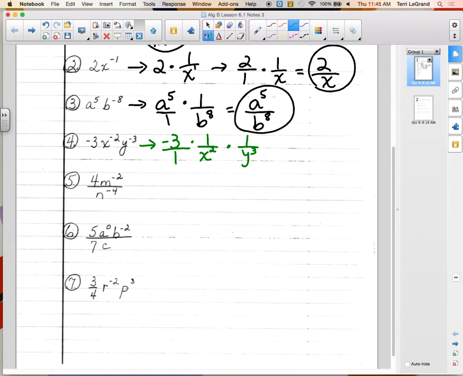Anything we can simplify upstairs and downstairs before we multiply? No, so we're gonna say -3 times 1 times 1, -3. Then 1 times x squared times y cubed. Do you think we need the 1? No. It's x squared, y cubed. This is a y to the 3rd there.